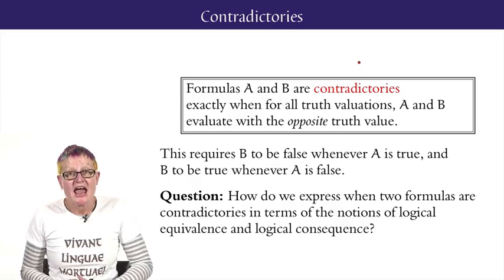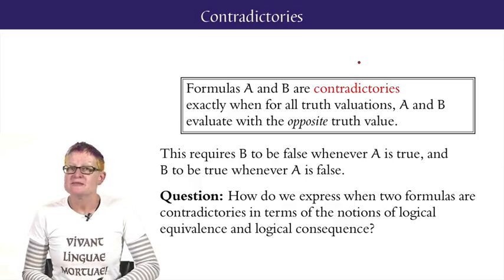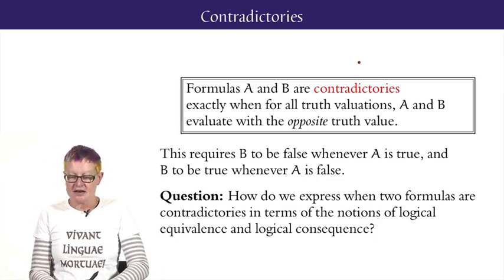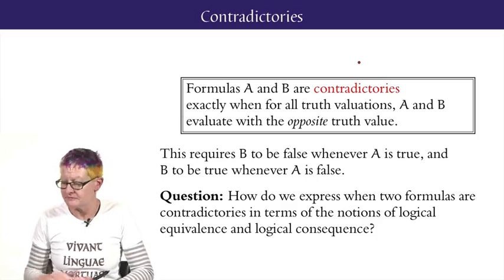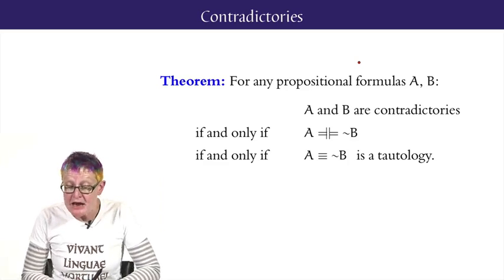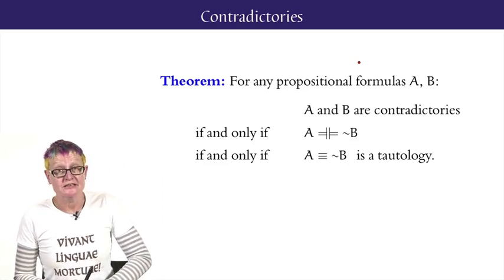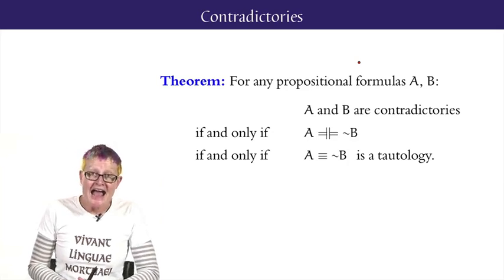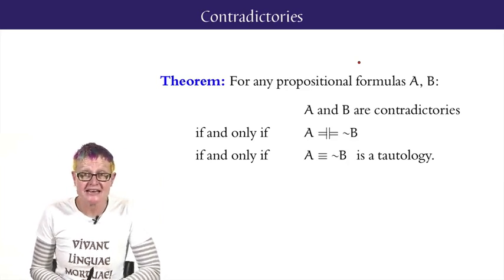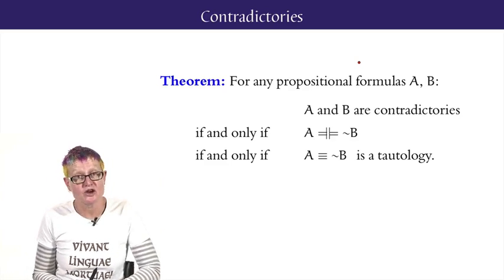So a question, how could we express the property of two formulas being contradictories in terms of the notions of logical equivalence and logical consequence? The answer is fairly straightforward. For any propositional formulas A and B, they are contradictories exactly when A is logically equivalent to the negation, not B. And this is true exactly when the biconditional A if and only if not B is a tautology.